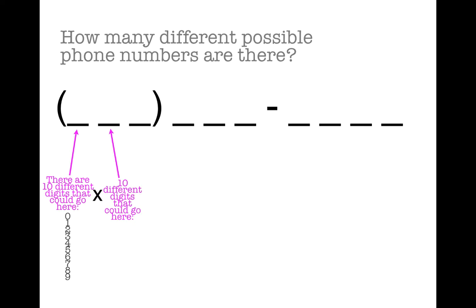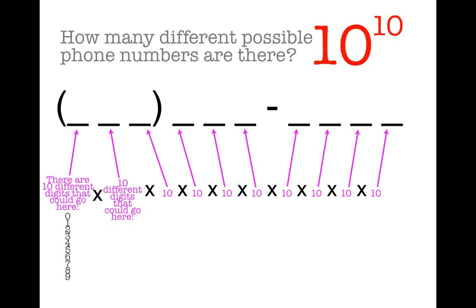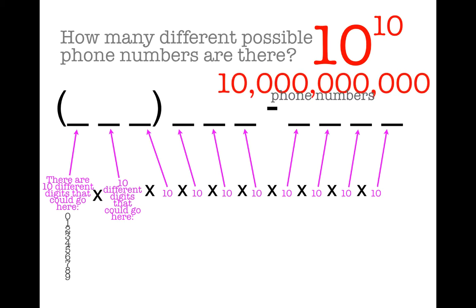How many different numbers could the second digit be? There could be 10 different digits that can go there too. And 10 different digits that could go there, and 10, and 10, and 10 more, and 10 more, and then, oh my gosh, how many different phone numbers would this be? Well, if you multiply that out, it's going to be 10 to the 10th power. So how many different possible phone numbers are there in this schematic scenario? There are about exactly 10 billion possible phone numbers in the United States of America.